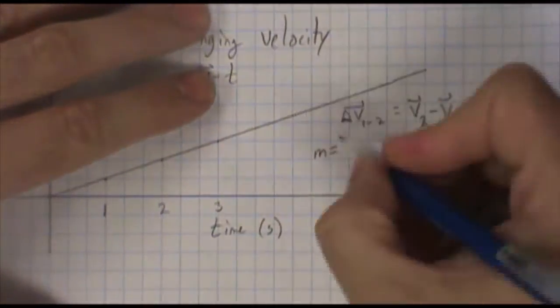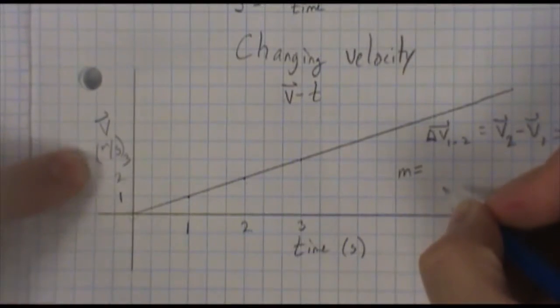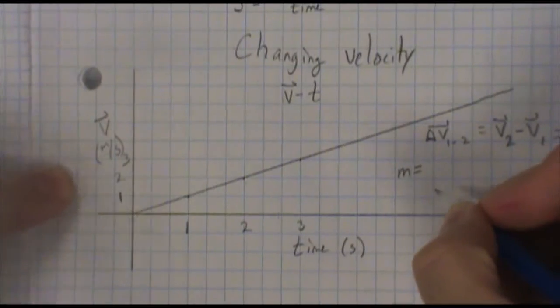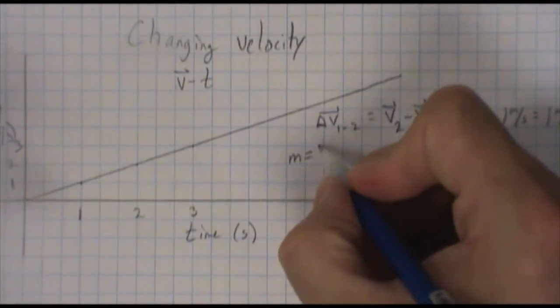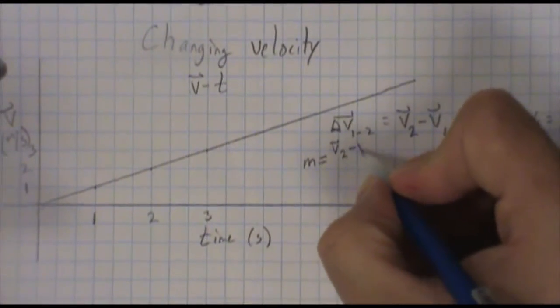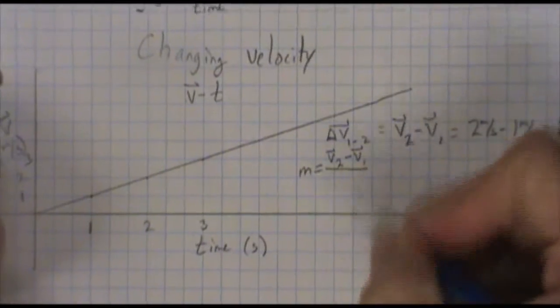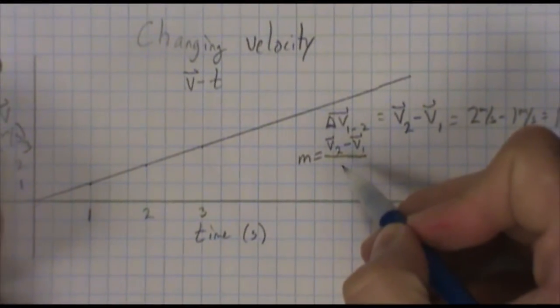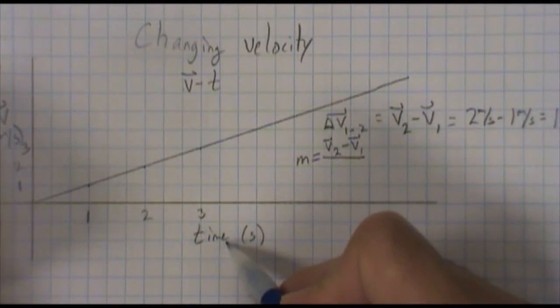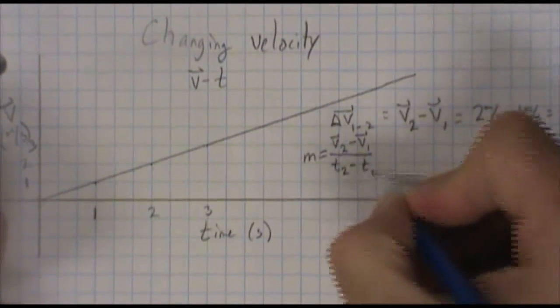We're familiar with the slope equation, y2 minus y1. But in this case, the y values are velocities. So we're going to take our second velocity, subtract our first velocity, over, so delta y over delta x. But x, those are times. So we're going to take our second time, subtract our first time.